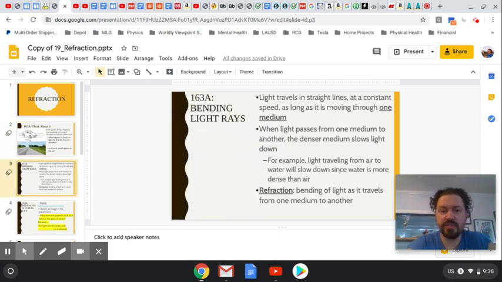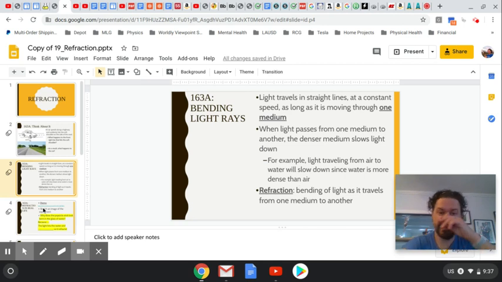So this is just a summary of what we've been saying. Light will go straight, right? Because the easiest path for it to take, the shortest distance between two points, is a straight line. So it does that at a constant speed as long as it's going through one medium. But as soon as it passes from one medium to another, the denser medium slows the light down. And we did the example with the water and the air, and that bending that happens is called refraction.